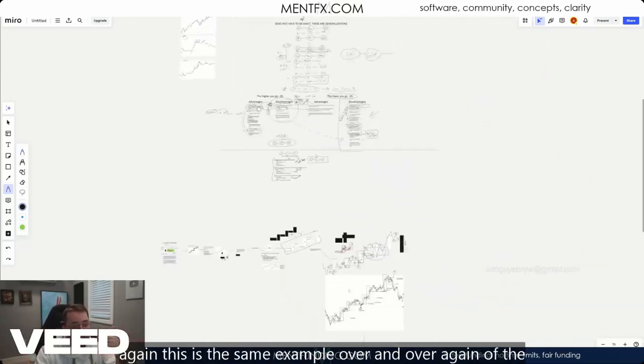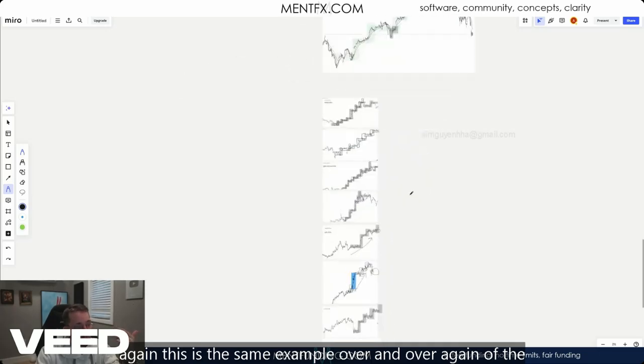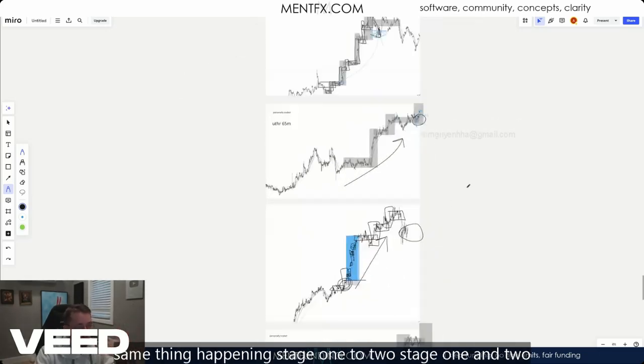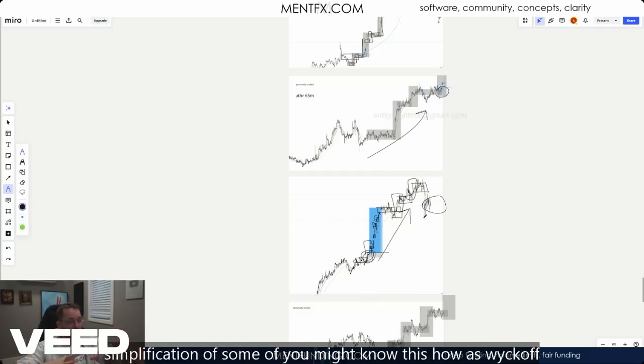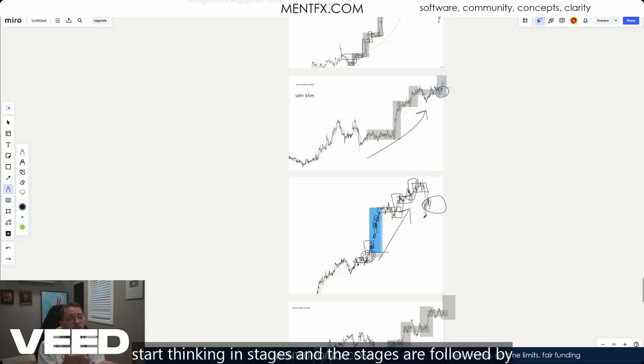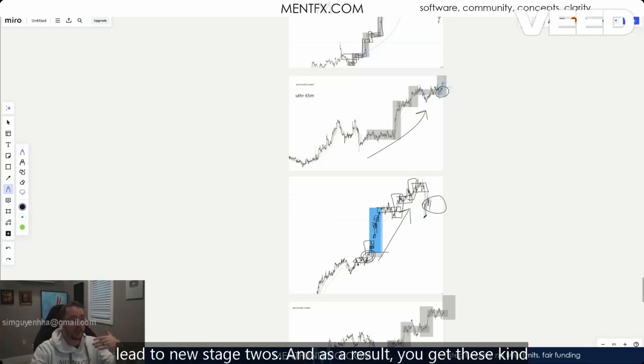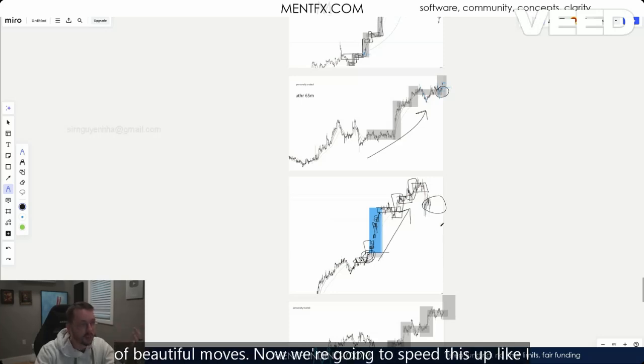So this is the same example over and over again of the same thing happening. Stage 1 to 2, stage 1 and 2, those are acting as accumulations or reaccumulations. That's where that concept actually comes from. And it's a simplification of what some of you might know as Wyckoff, but you don't need to look it up. You don't need to read about it. You don't need to learn the labels because it's useless. Instead, start thinking in stages. And the stages are followed by flush outs, and those create larger term stage 1s that lead to new stage 2s. And as a result, you get these kind of beautiful moves.